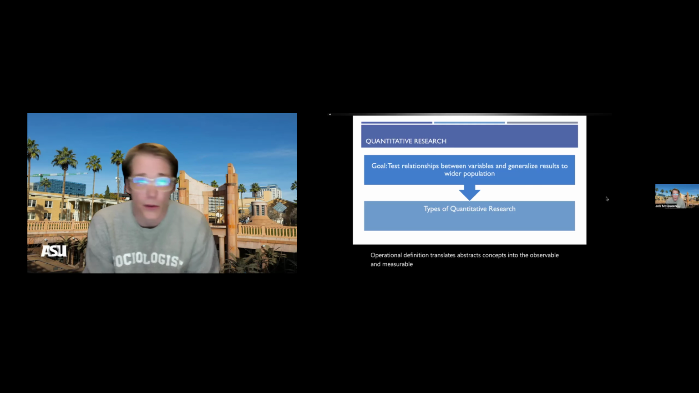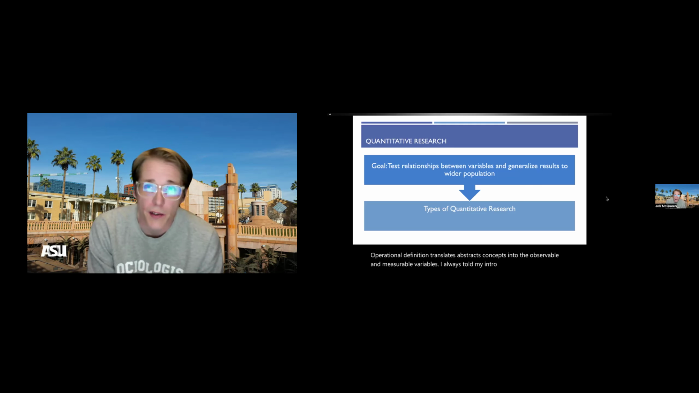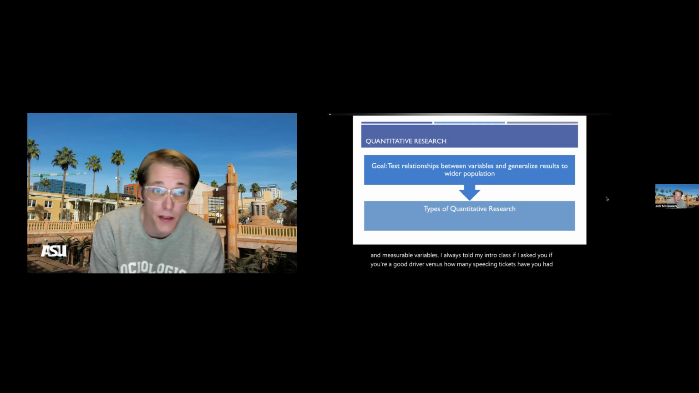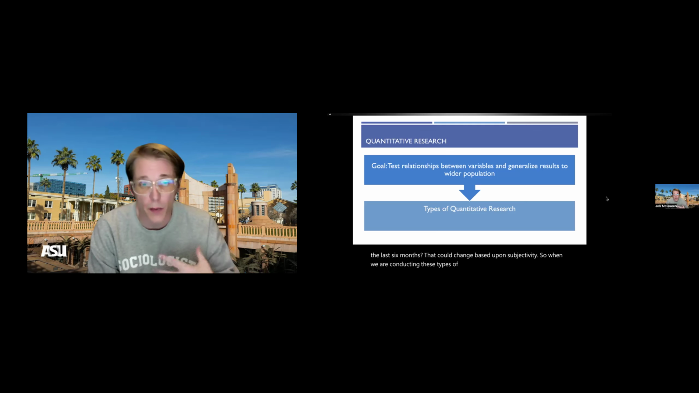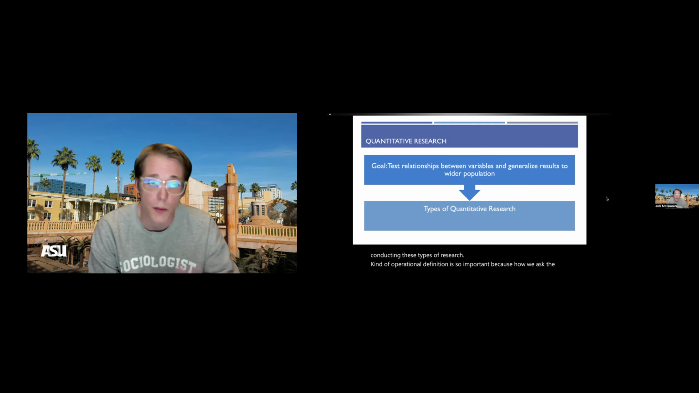I always told my intro class, if I asked you if you're a good driver, versus how many speeding tickets have you had in the last 6 months, that could change based upon subjectivity. So when we are conducting these types of research, operational definition is so important, because how we ask the question can almost mean more than the question. Experimental research examines whether there is a cause and effect relationship between variables, so we also want to make sure that we're avoiding correlation and causation issues.